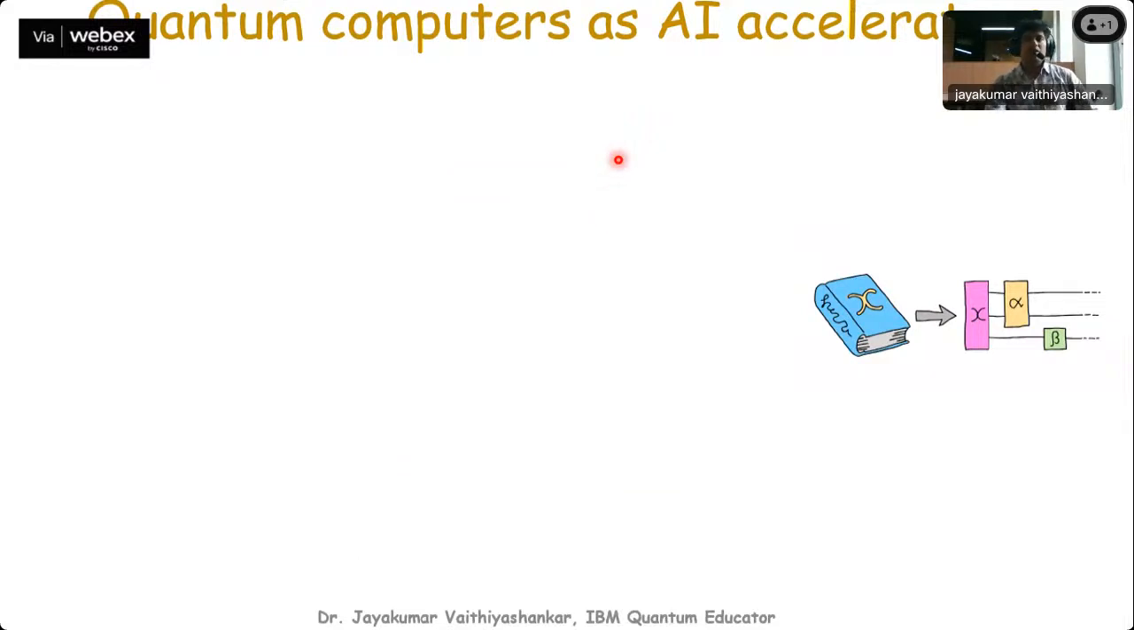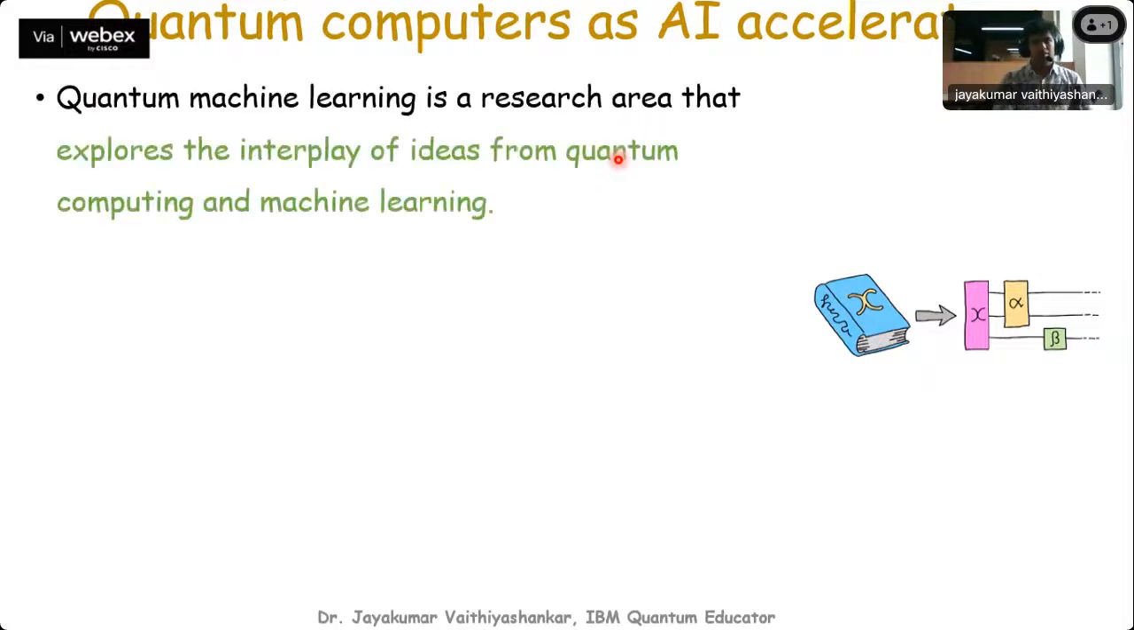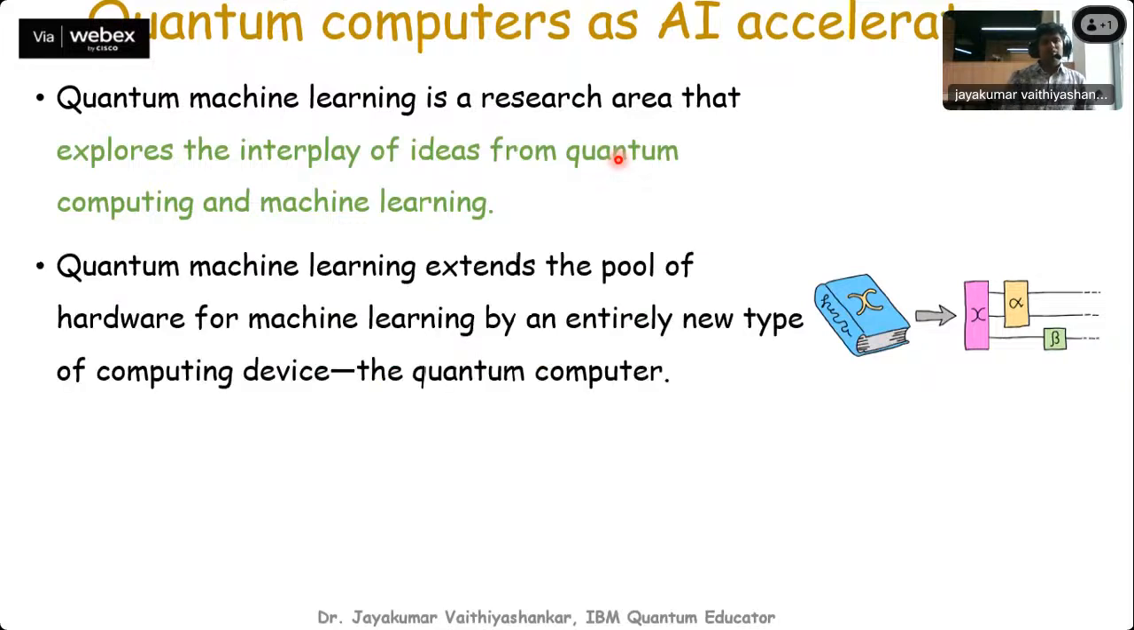So quantum computers will act like AI accelerators. This is the first point. It will complement whatever AI models already exist. You can define quantum machine learning in a different way: it is a research area that explores the interplay of ideas from quantum computing and machine learning. It extends the pool of hardware for machine learning by an entirely new type of computing device, called a quantum computer. Normally, if you are doing simulation, you cannot expect the desired advantage when it executes on a quantum computer.